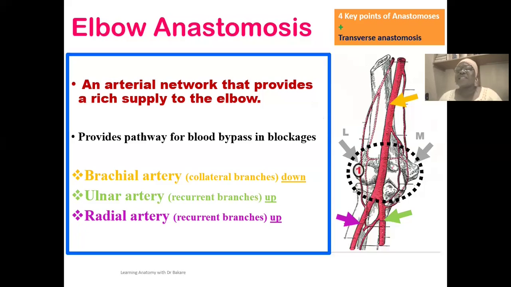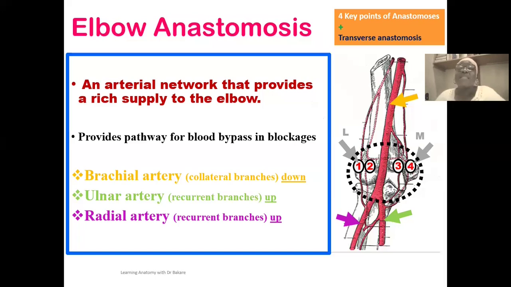So if you go to the anterior region of the lateral epicondyle, we have an anastomosis created at this point. If you also go behind the lateral region of the lateral epicondyle, we'll be having another anastomosis created. Then if you go to this medial side in the anterior part, we have the third anastomosis created, while behind the medial epicondyle, we also have another anastomosis created.